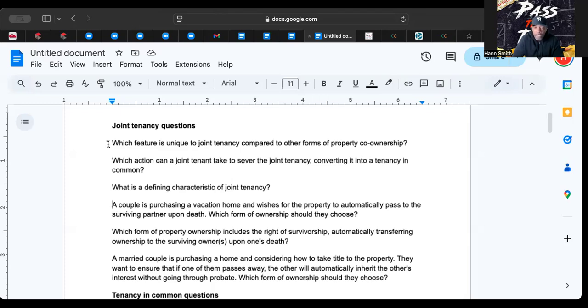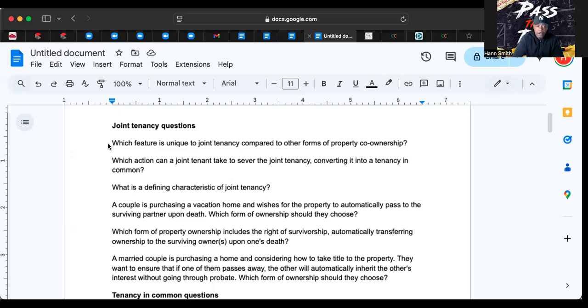So here's a question in a way that they would ask you about joint tenancy. The first one says, which feature is unique to joint tenancy compared to the other forms of property co-ownership? The unique feature, like I said, some people would say equal shares. Well, again, other forms of ownership have the ability to have equal shares. That's not unique to joint tenancy. What's unique to joint tenancy is the right of survivorship, and that interest automatically passes to the other individual or individuals in the joint tenancy structure. So that's the unique component.